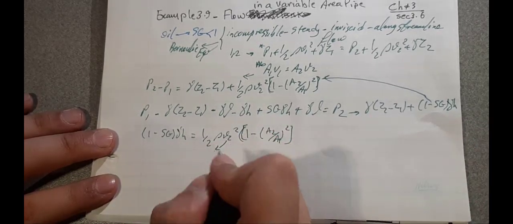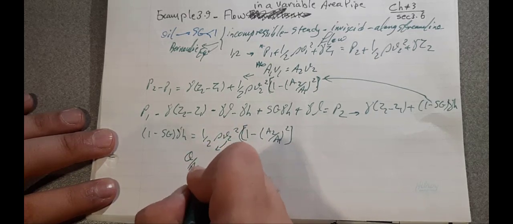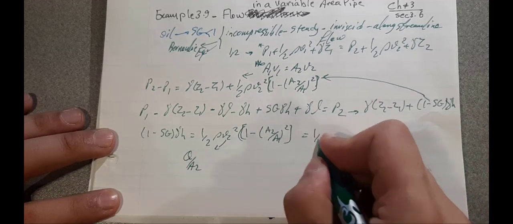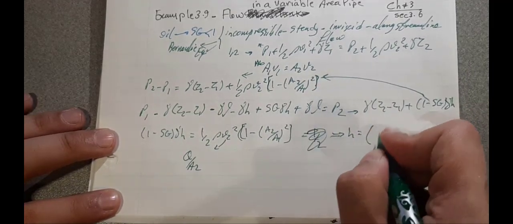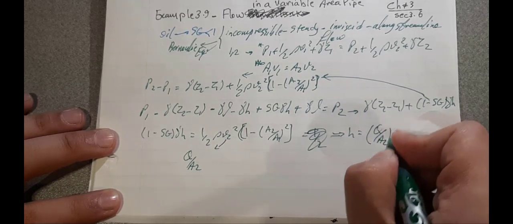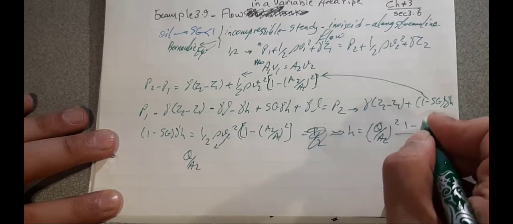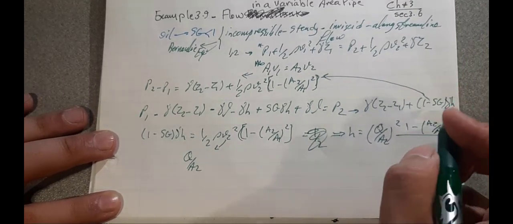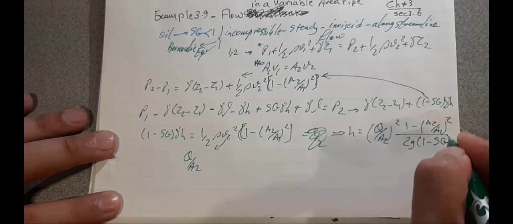As we have V2 as Q over A2, we can have it as this, which for H is equal to (Q over A2) squared multiplied by (1 minus (A2 over A1) squared) over 2g times (1 minus Sg).